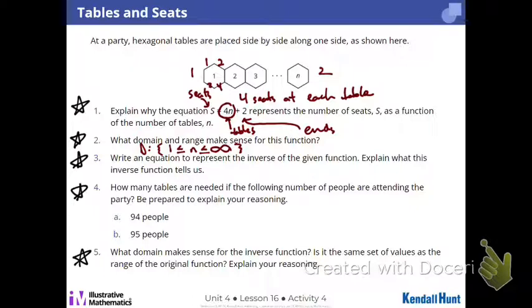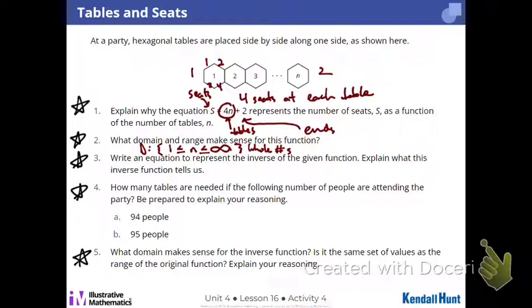We also need this here too. Whole numbers. No chainsaws at this party, okay? Only whole numbers. We can't have 1.75 tables, right? Are you guys understanding that domain? It has to be whole numbers. There's no 1.2 tables. There's no 37.6884 tables. Only whole numbers.